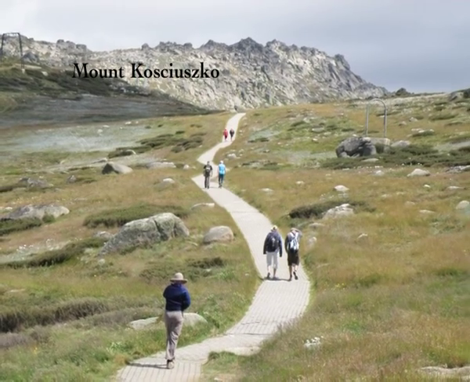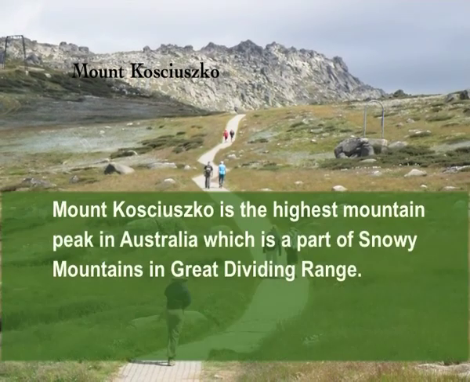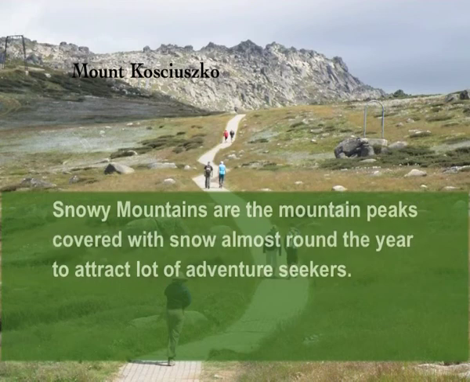Mount Kosciuszko. Mount Kosciuszko is the highest mountain peak in Australia, which is a part of the Snowy Mountains in the Great Dividing Range. The Snowy Mountains are mountain peaks covered with snow almost year round to attract a lot of adventure seekers. Mount Kosciuszko National Park is a part of a mountain range listed as a UNESCO World Heritage Biosphere Reserve.